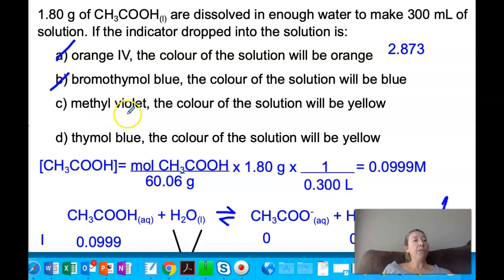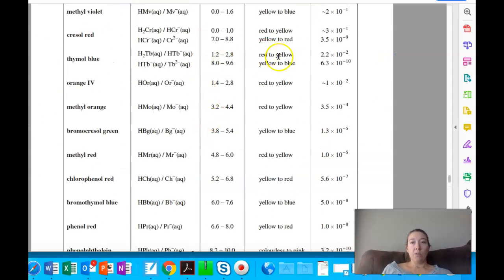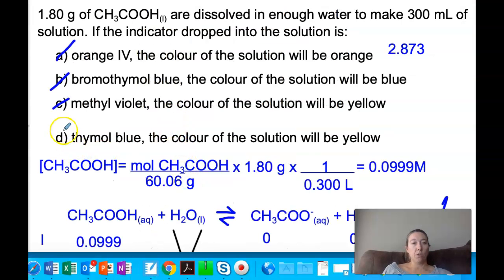Okay, methyl violet is going to be yellow. So you find methyl violet, it's only going to be yellow when the pH is 0 or less. Then we get thymol blue, and it says it's going to be yellow. So thymol blue, when you look at it, is going to be yellow between a pH of 2.8 and 8.0. We're at 2.87, so we fall in that range. Therefore, it is going to be D.